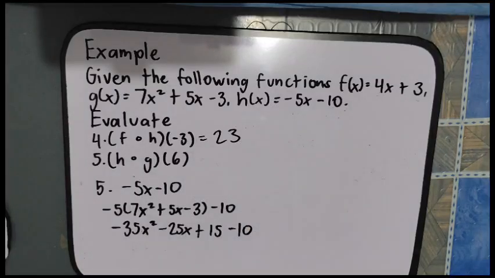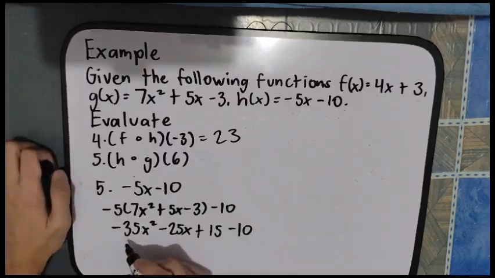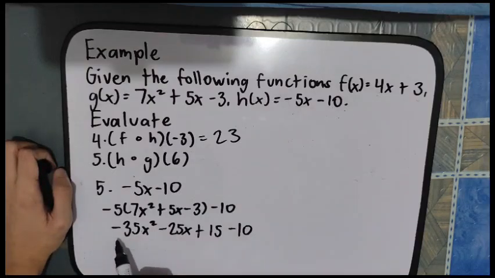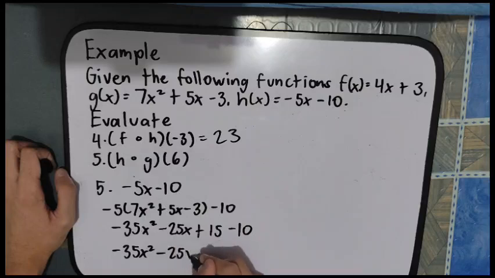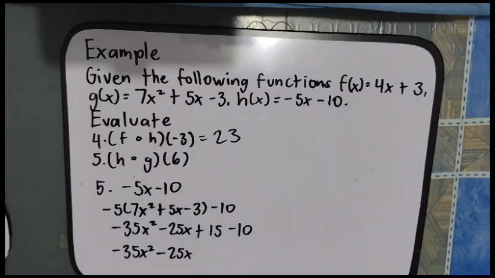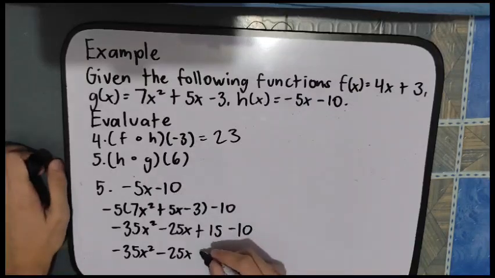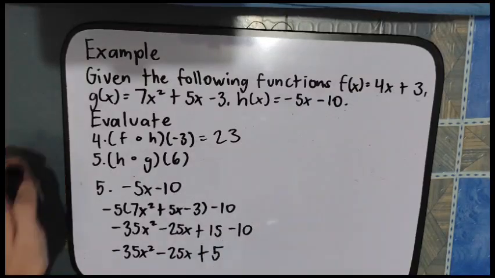So, now we're going to combine like terms. Since there are no like terms with negative 35x squared and negative 25x, we're going to copy the two terms. Negative 35x squared minus 25x. Then, we're going to combine 15 with negative 10. So, positive 15 plus negative 10, we have the answer of positive 5.